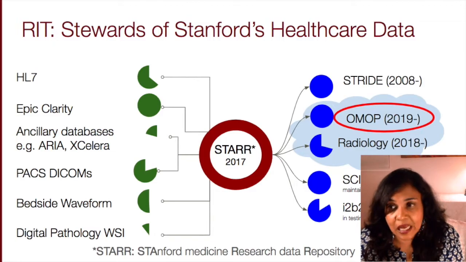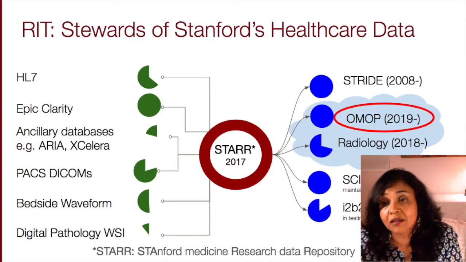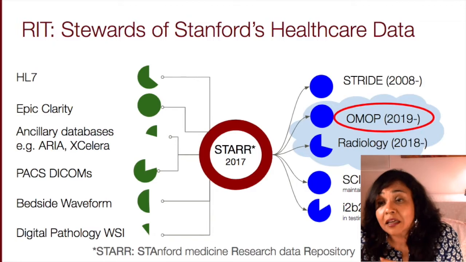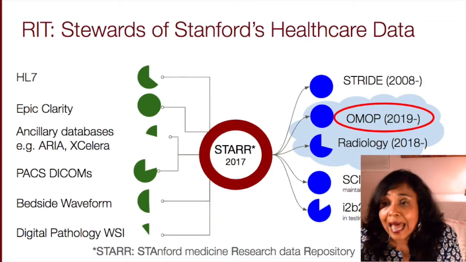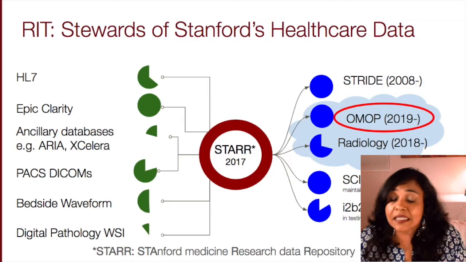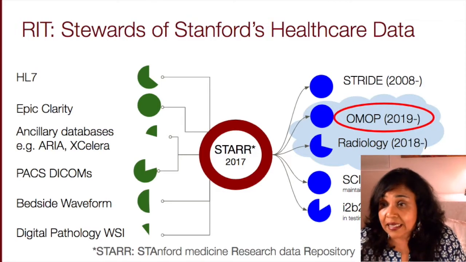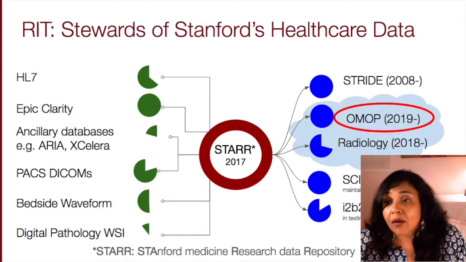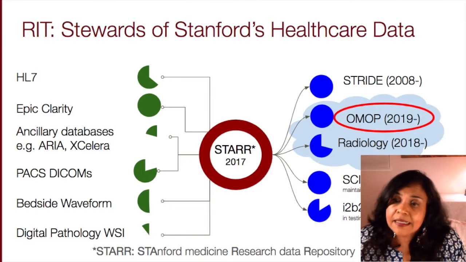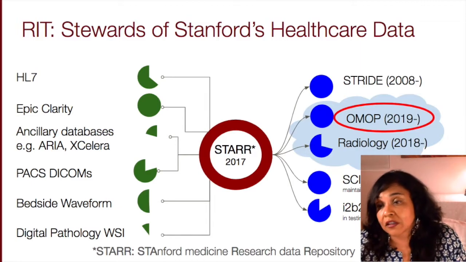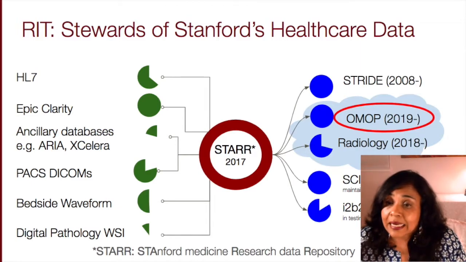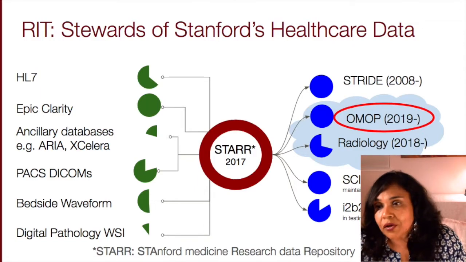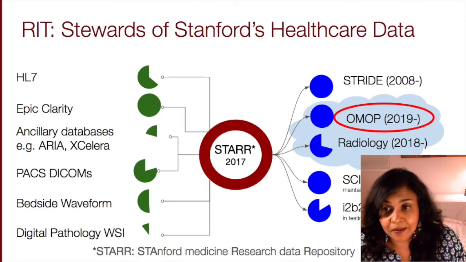STARR stands for Stanford Medicine Research Data Repository. And the goal for STARR is to create a single integrated data lake containing clinical data of different modalities and to bring this clinical data from its raw state to an analysis ready state and eventually to make this data self-service. STARR is growing to support AI use cases and is bringing in more and more different types of hospital data. It has both structured and unstructured, raw and analysis-ready data.